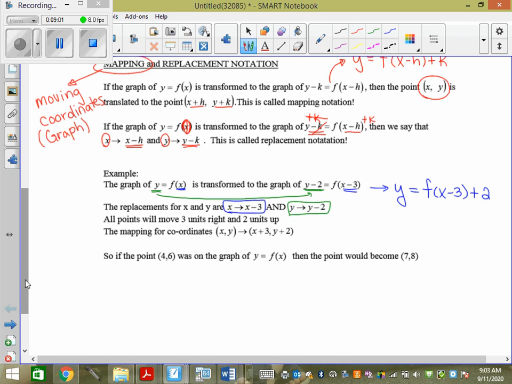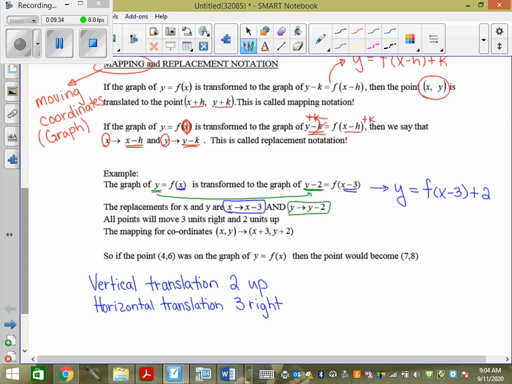So if I wanted to write out my transformations properly, I would say vertical translation to what? Up. And a horizontal translation three right. This is a unit you need to keep up with as well, because for two reasons.